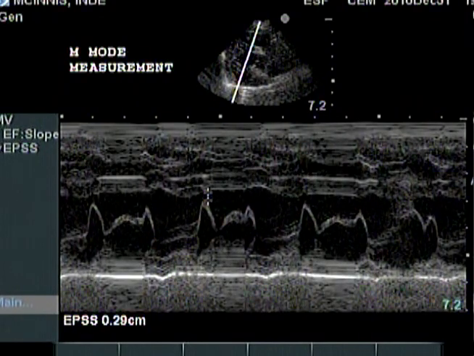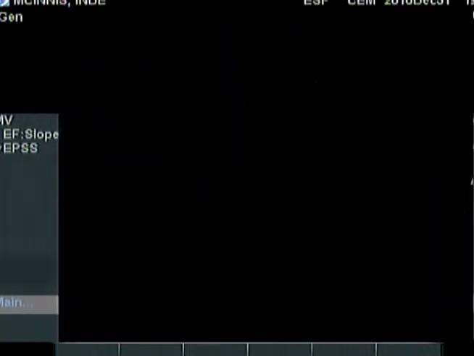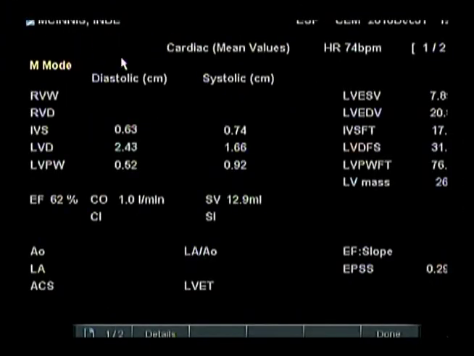In cats, the measurement should not exceed 0.04 centimeters or 0.4 millimeters. In dogs, the measurement should not exceed 0.6 centimeters or 6 millimeters. Measurements that exceed these limits suggest an enlarged left ventricle.